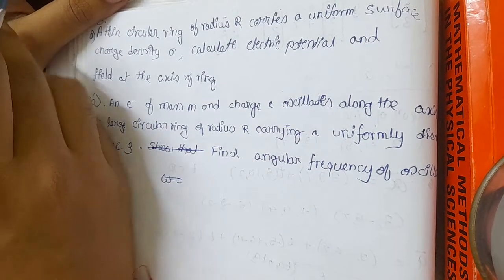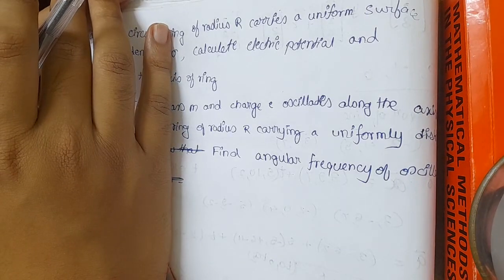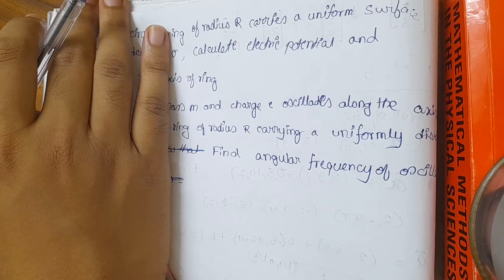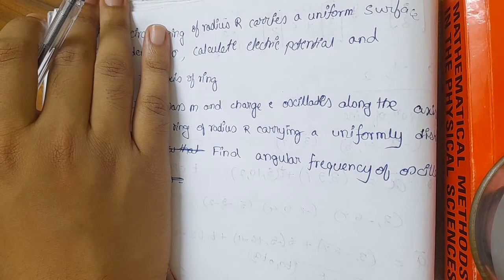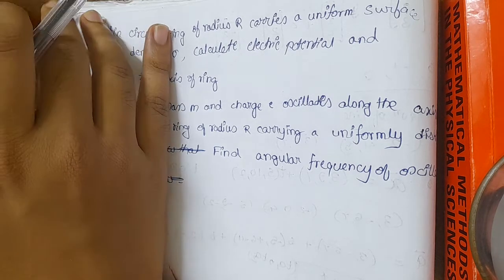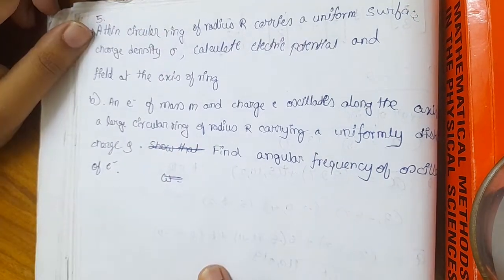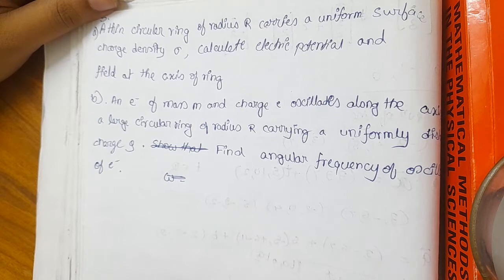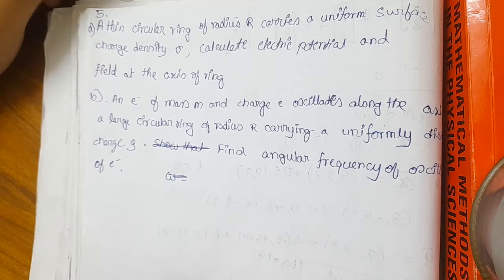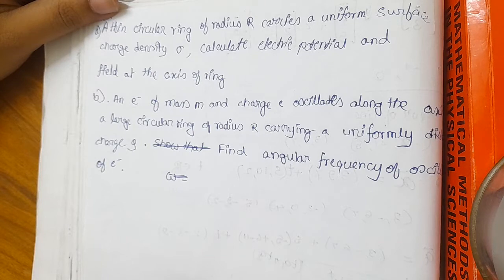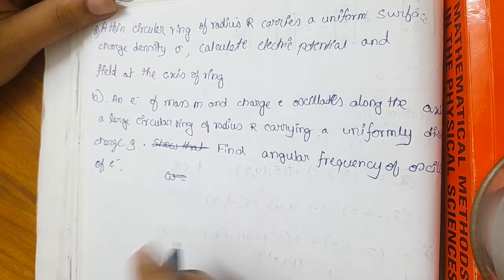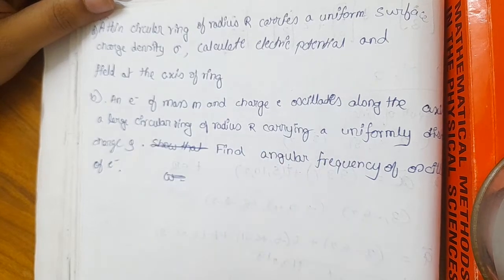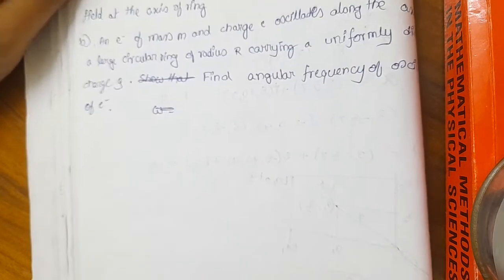So keeping in mind that the first term exam of class 12 students are approaching fast, I will be starting with the topics of class 12 until December. And today I will focus on the problems of electromagnetism. And here is the first problem. A thin circular ring of radius r carries a uniform surface charge density sigma. Calculate electric potential and field at the axis of the ring.